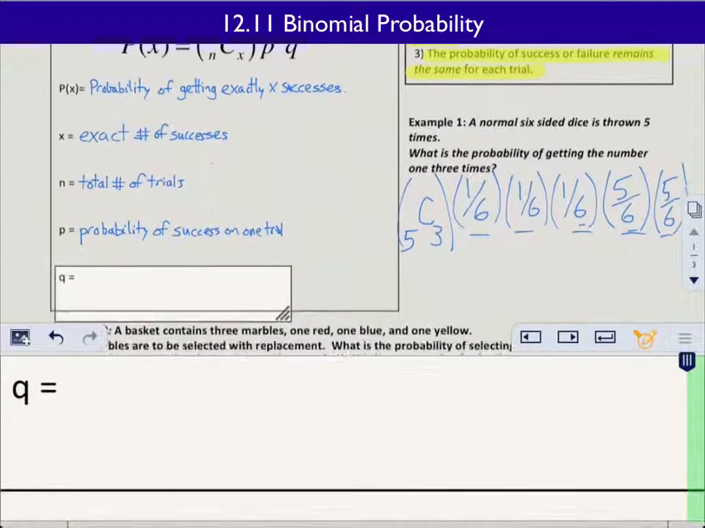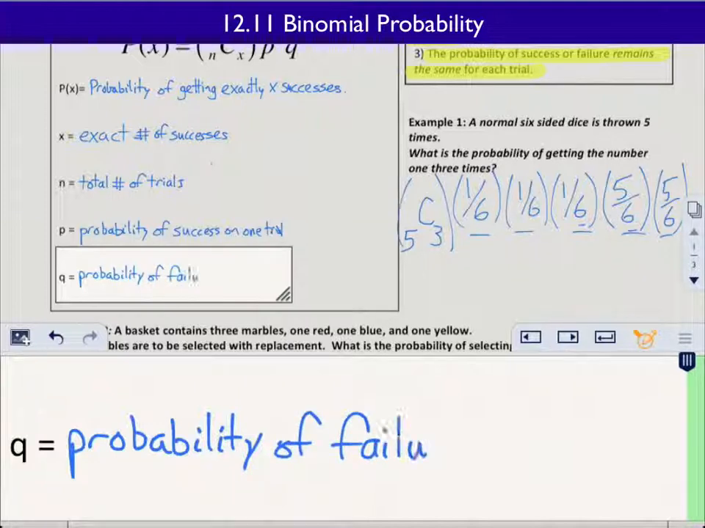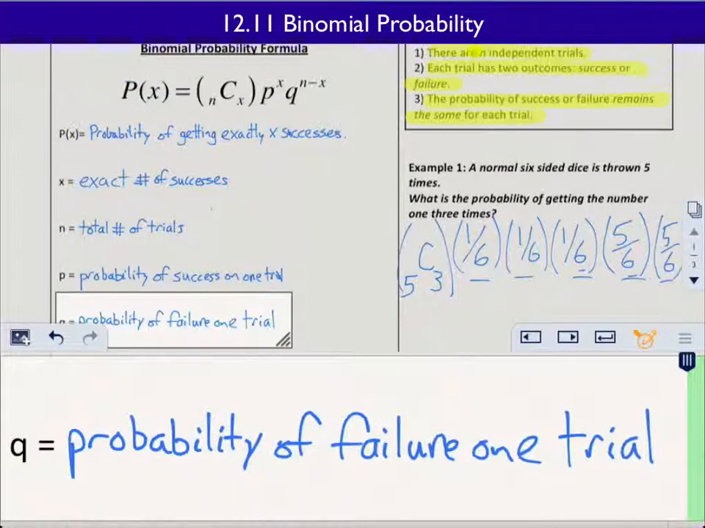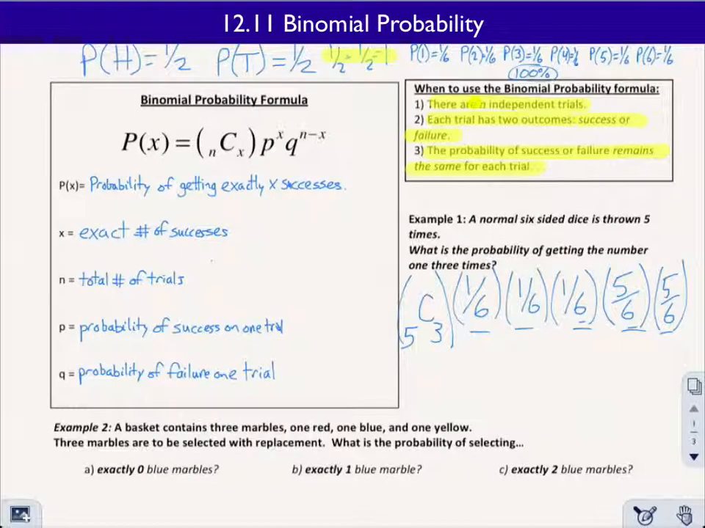And then Q is the probability of failure on one trial. Okay, so let's go ahead and try to use our binomial probability formula over here and see if we come up with the same thing that we just reasoned.